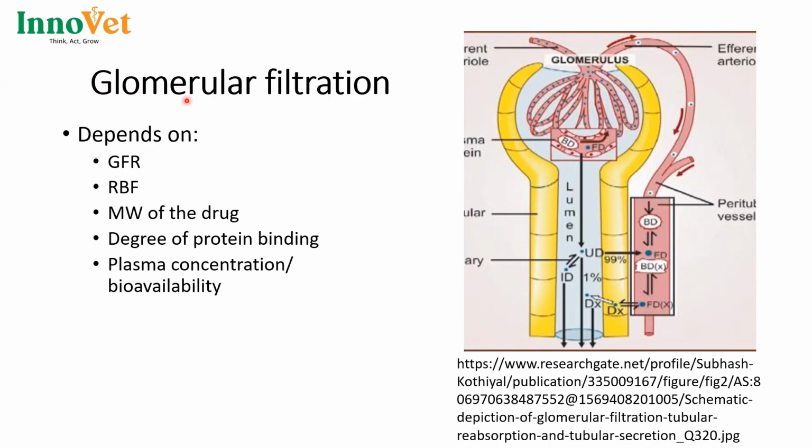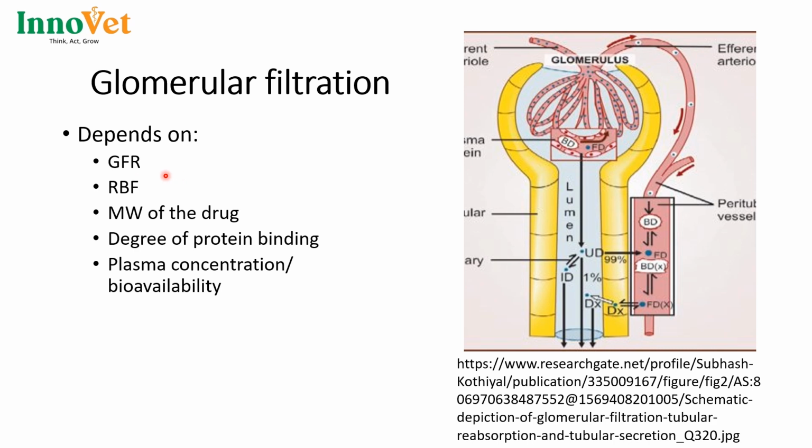Glomerular filtration happens at the renal corpuscle of the nephrons. The renal corpuscle is this region, and it consists of the glomerulus, which is a tuft of capillaries, and the Bowman's capsule. Within this we have a filtration barrier. Glomerular filtration depends on the glomerular filtration rate.